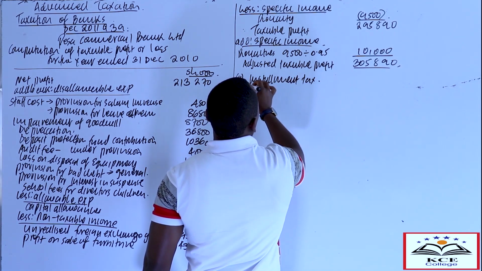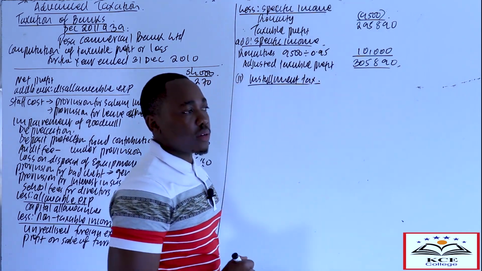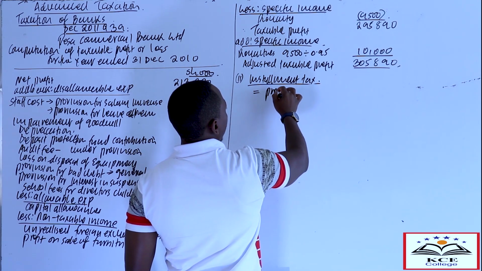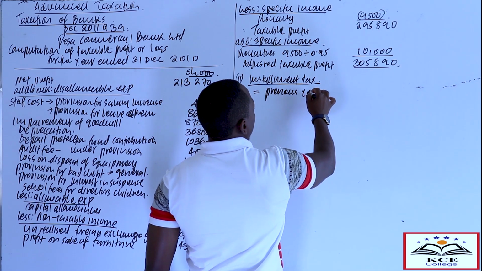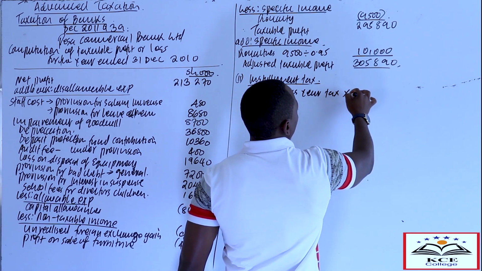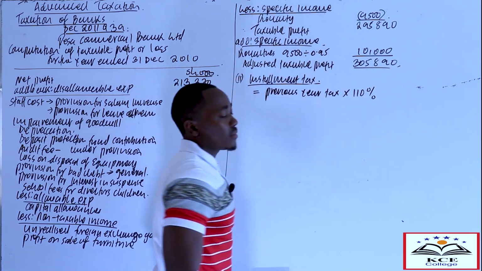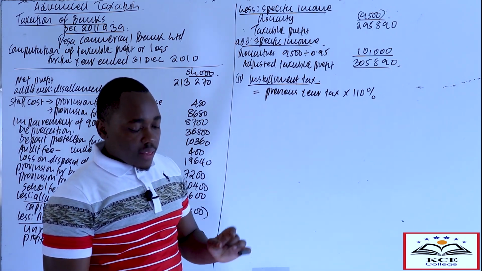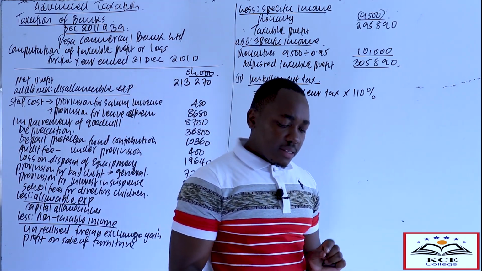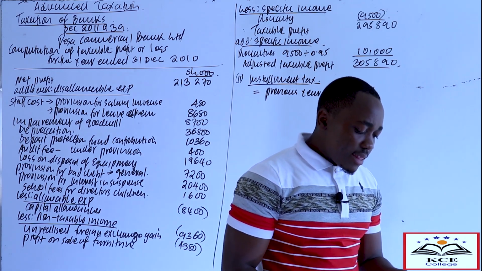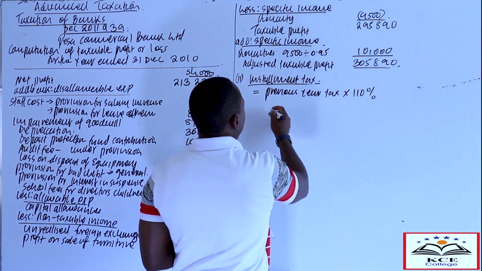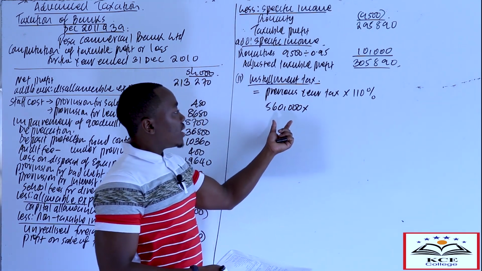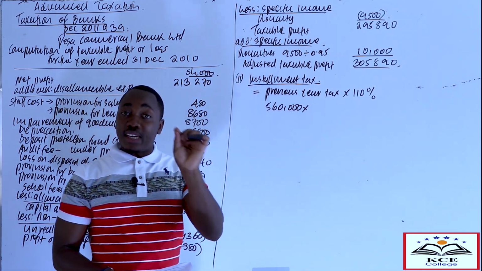And we say that installment tax is payable 4 times. And how to determine the installment tax? We say that to get the installment tax, you take the previous year tax, you multiply by 110%. This is 2010. How much was the tax for 2009? You are already given in the question, that assuming Pesa Commercial Bank Limited taxable profit for the year ended 31st December 2009 was 560,000. So you take 560,000, but this was not tax. This was the profit, taxable profit.